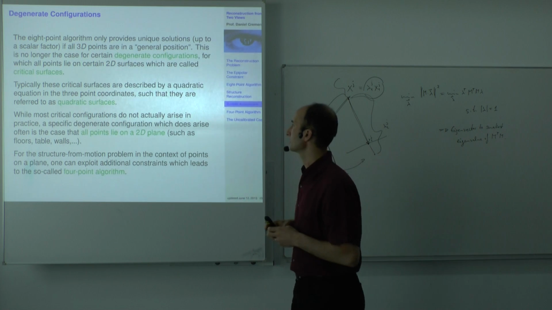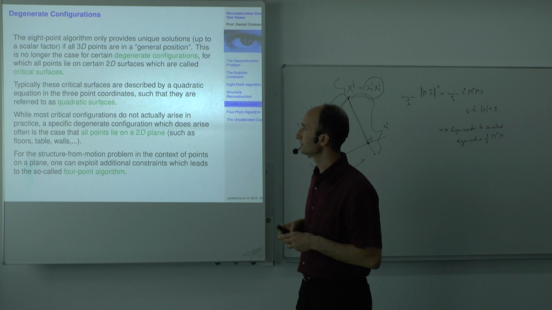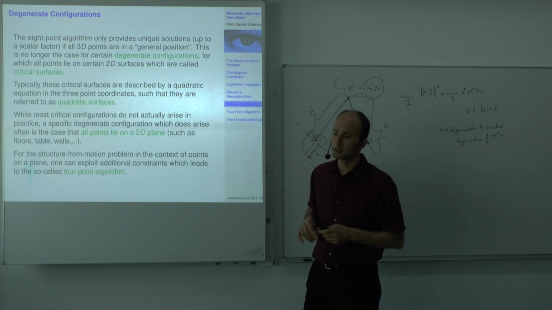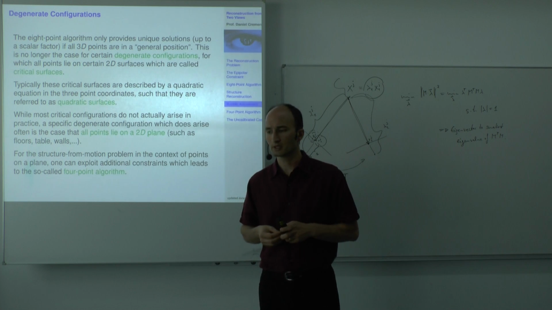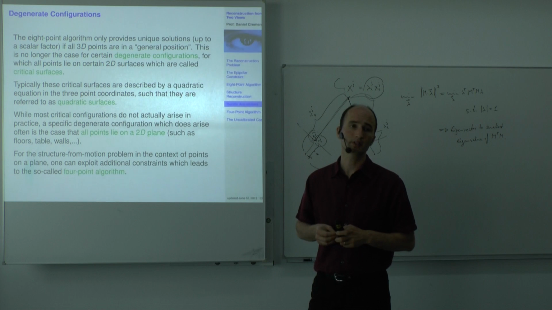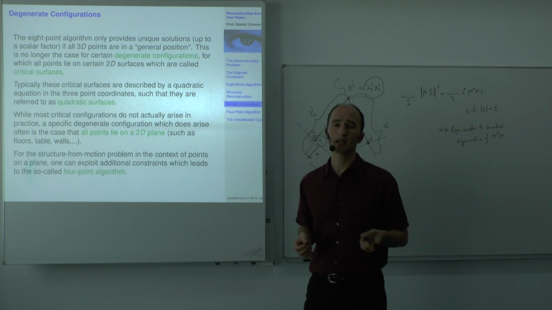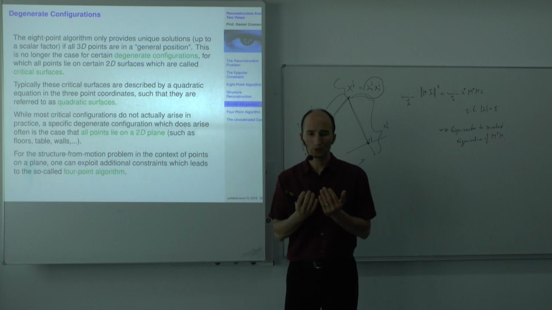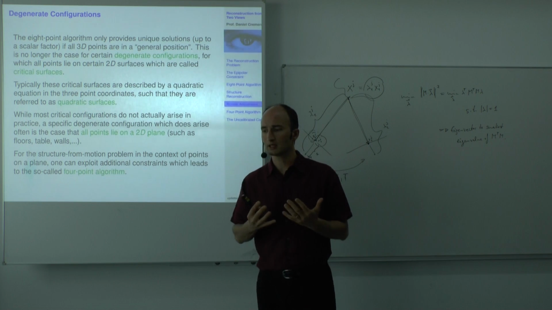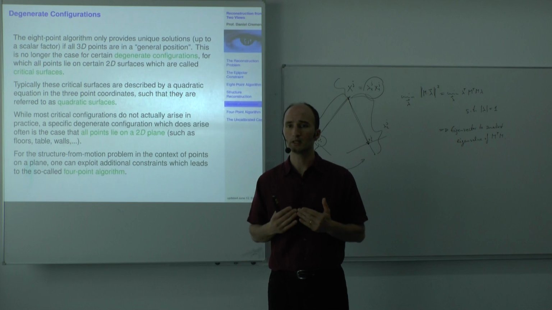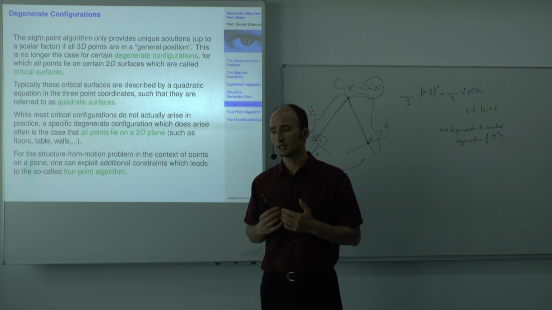Typically, these critical surfaces can be described by quadratic equations in the 3D point coordinates, and this is why they're referred to as quadratic surfaces. Most of these surfaces are pathological cases that don't actually happen in the real world. But one particular case of a quadratic surface that does appear frequently in the man-made world is the plane.